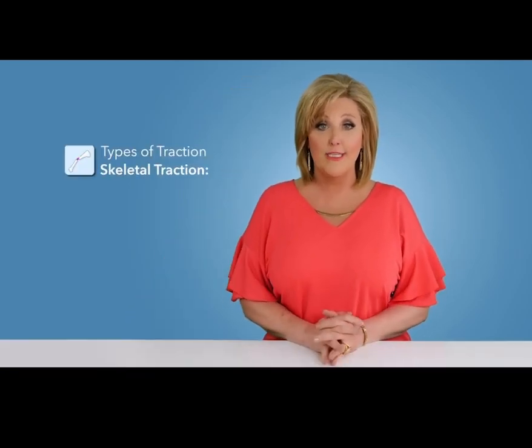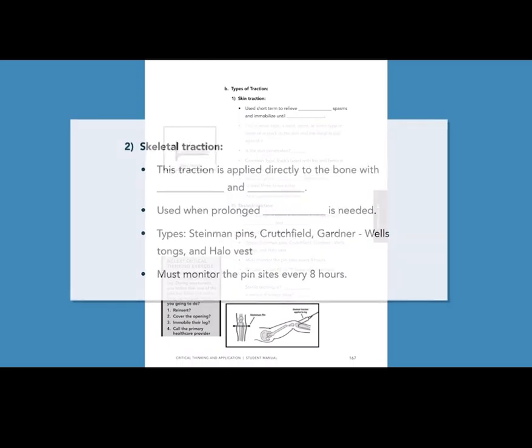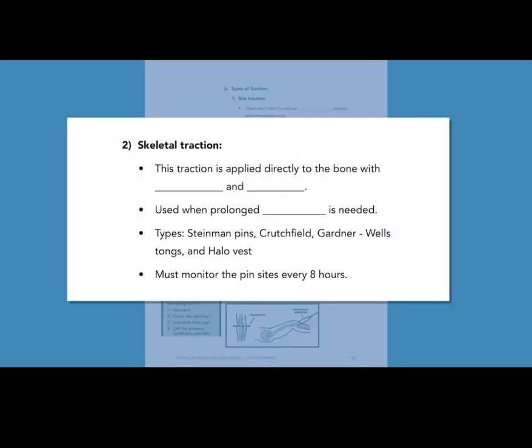Now, skeletal traction. This traction is applied directly to the bone with pins and wires. Skeletal traction is used when prolonged traction is needed. Okay? Now, underline the word prolonged. That's why we're using skeletal traction. All right, now, types of traction: Steinman pins, Crutchfield or Gardner-Wells tongs, or a halo vest. And you must monitor the pin sites every 8 hours for any kind of inflammation or signs of infection.